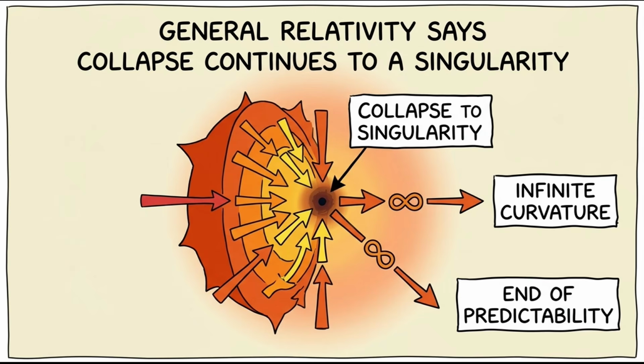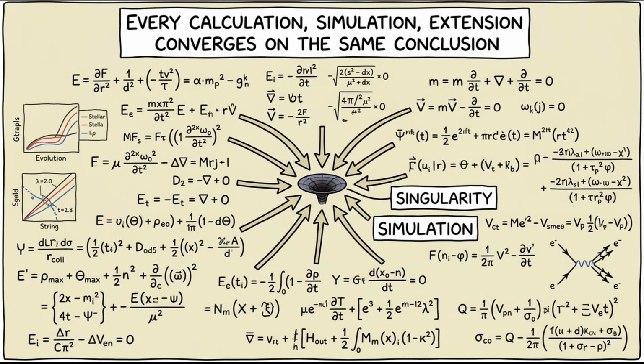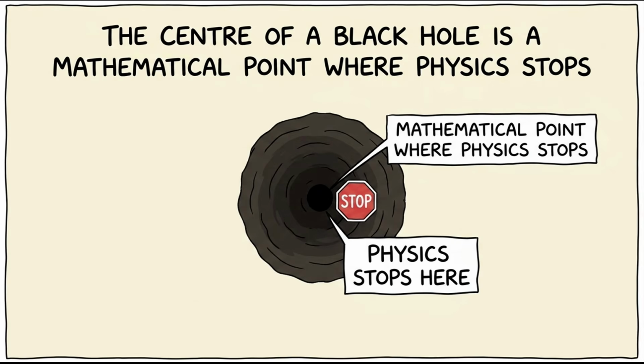General relativity says collapse continues to a singularity: infinite density, infinite curvature, the end of predictability. Every calculation, every simulation, every extension of Einstein's equations converges on the same conclusion. The center of a black hole is a mathematical point where physics stops.